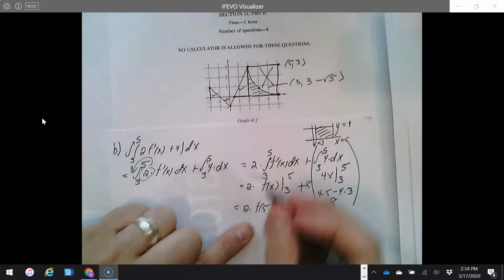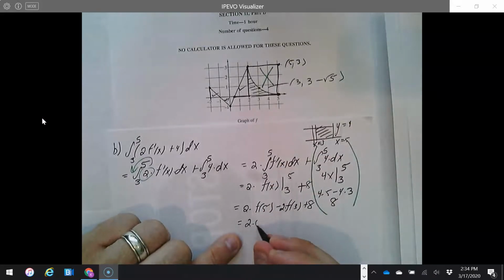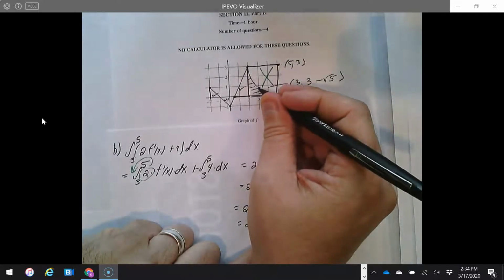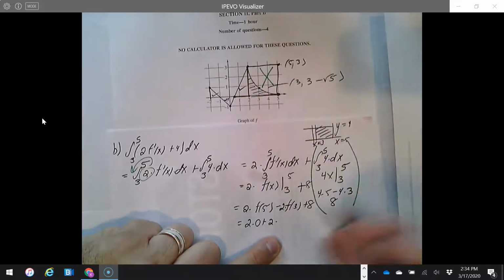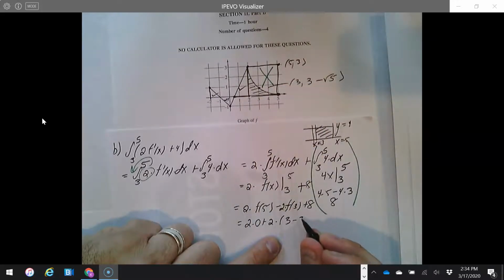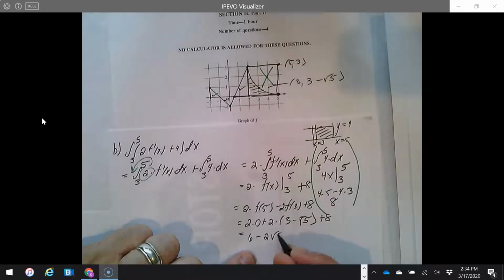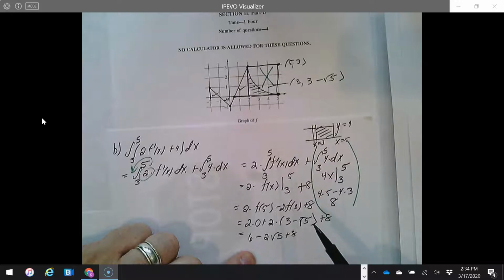F of 5, I can pick off from the graph, is 0. Minus 2 times f of 3. F of 3, the y value at x equals 3, we've determined, we were told, was this 3 minus the square root of 5. And then plus 8. I can stop here, or I could distribute and say this is 6 minus 2 square roots of 5 plus 8. I feel like I made a tiny mistake here somewhere.